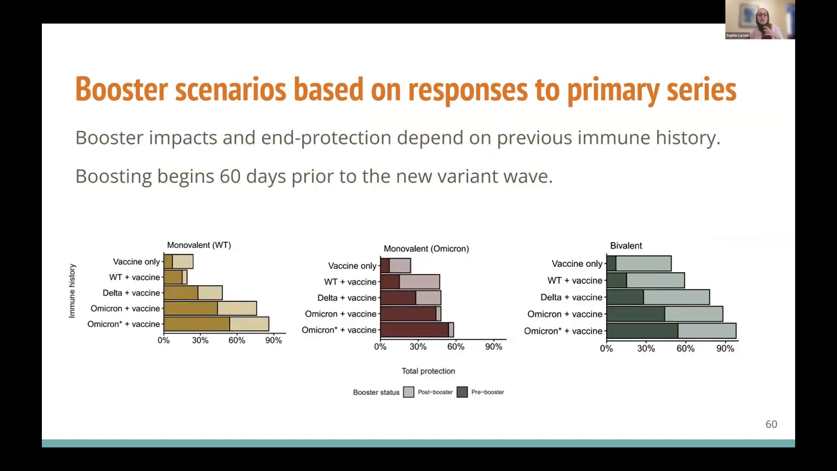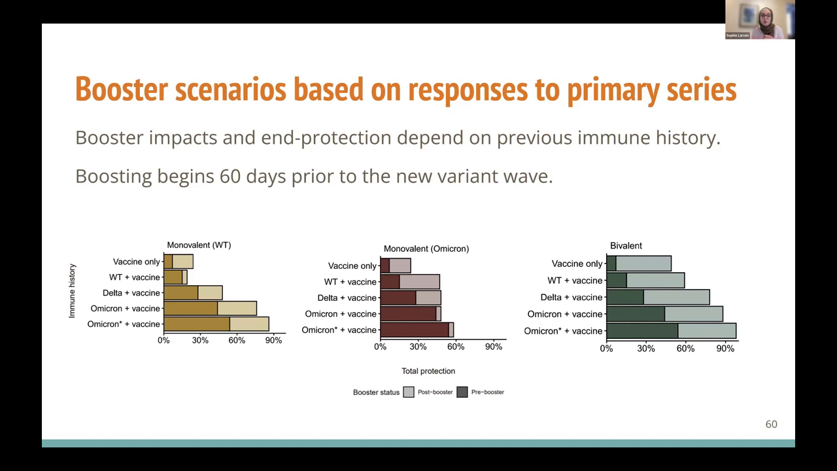And so we developed a range of booster scenarios based on the responses to primary series vaccination. Again, it's very hard to say, especially given the data we had in August 2022, but even now, there's no clinical trial data that says, I know this person got Delta and then they got a vaccine and then they got Omicron, and so I know exactly how they're going to respond to a booster in this population level study. That doesn't really exist as far as we know.